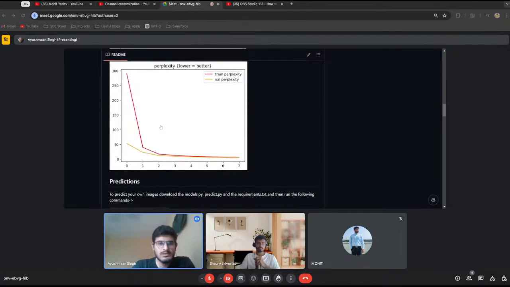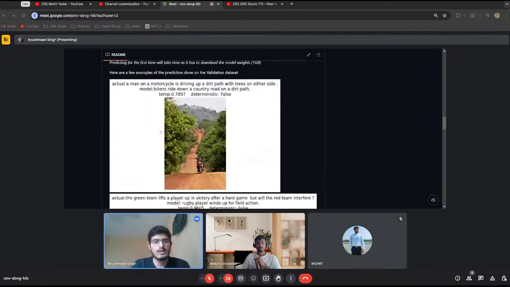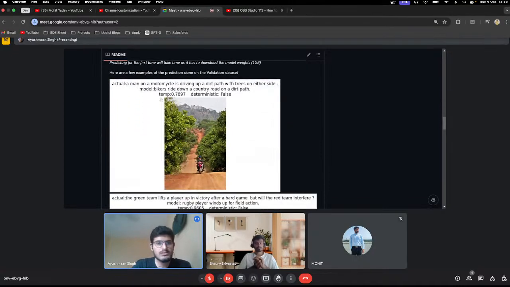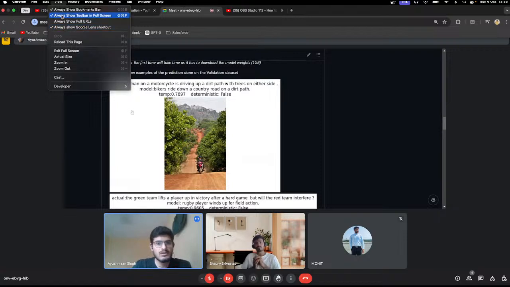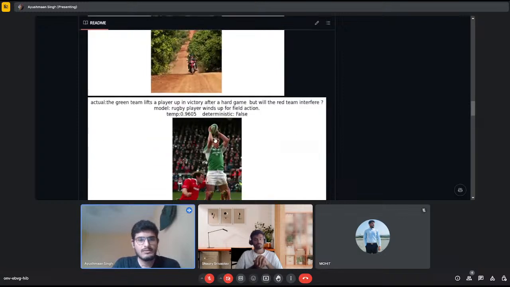If we see the predictions here, this was non-deterministic; I kept some temperature. You see, the model predicts quite well here. It actually says the bikers ride down a country road on a dirt path. It was very good, and these are others.